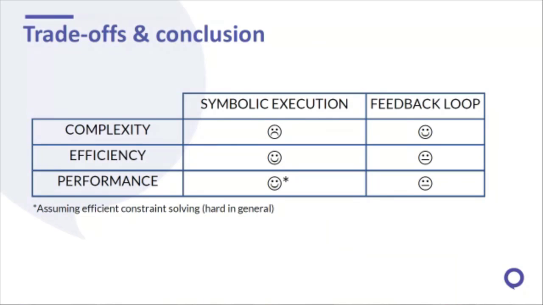Okay, so let's come to the trade-offs and conclusion. So we compared two approaches of automated test generation, symbolic execution and feedback loop. And we compare them based on three aspects: the complexity, efficiency, and performance.